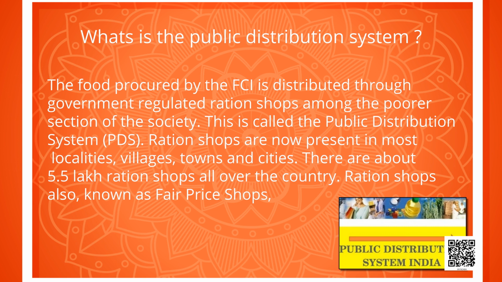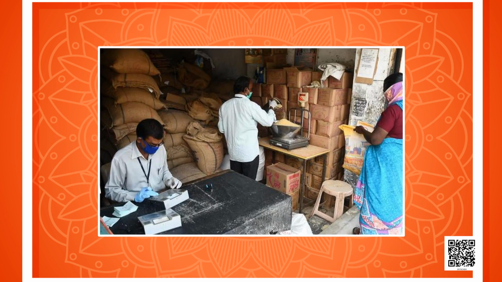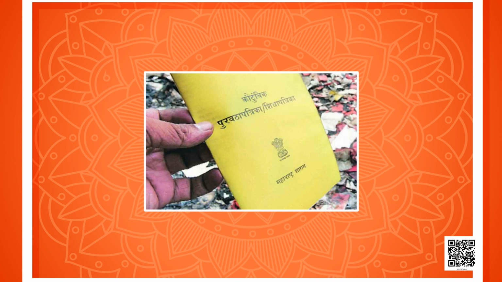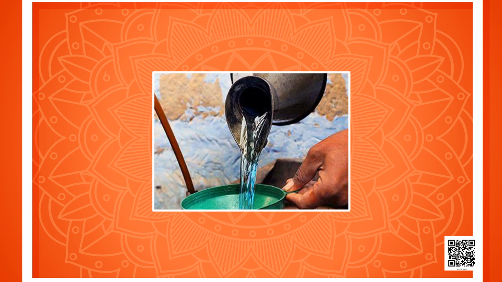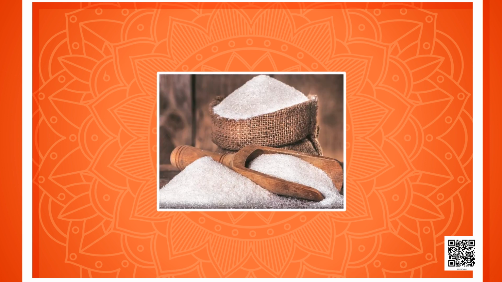Ration shops, also known as fair price shops, keep stock of food grains, sugar, and kerosene for cooking. These items are sold to people at a price lower than the market price. Any family with a ration card can buy a stipulated amount of these items, for example, 35 kg of grains, 5 liters of kerosene, 5 kg of sugar, etc.